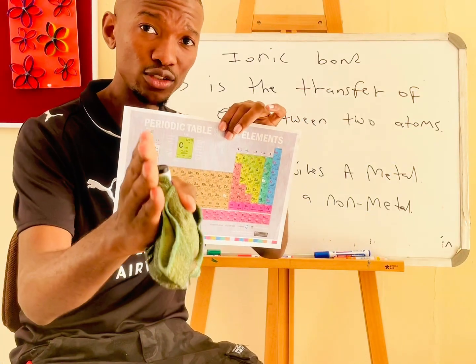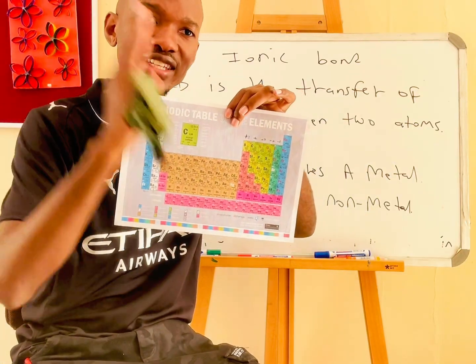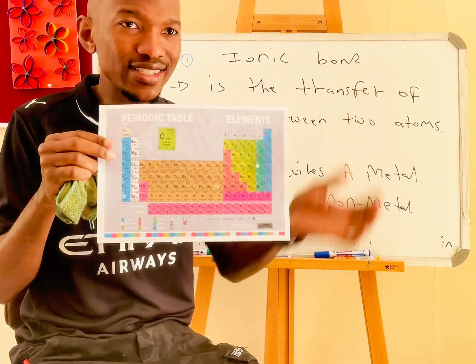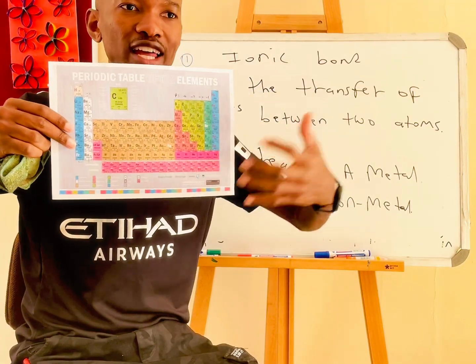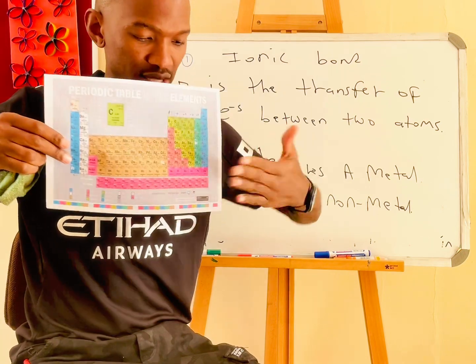And the last thing that I would like to mention to you guys is that we have acidity and basicity. So the acidity increases from right to left. Most of the elements that are acidic are on this side.